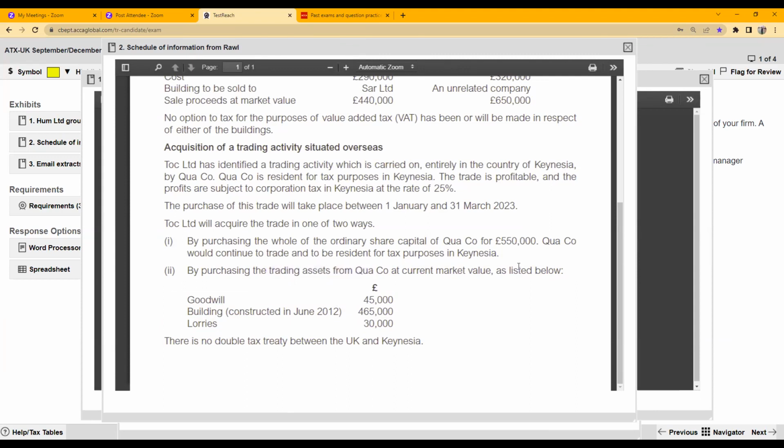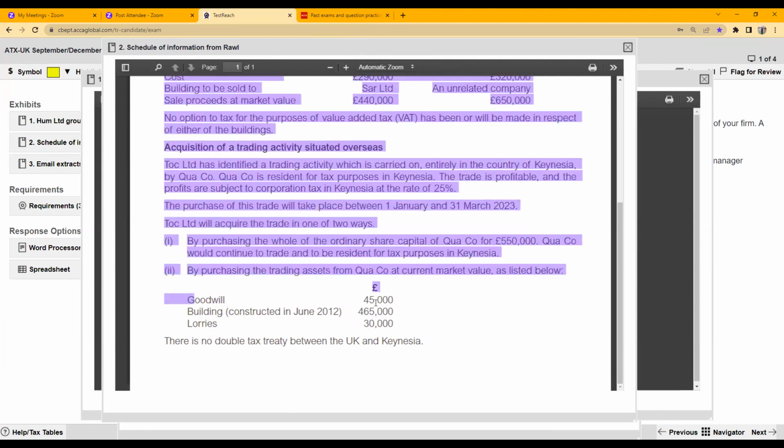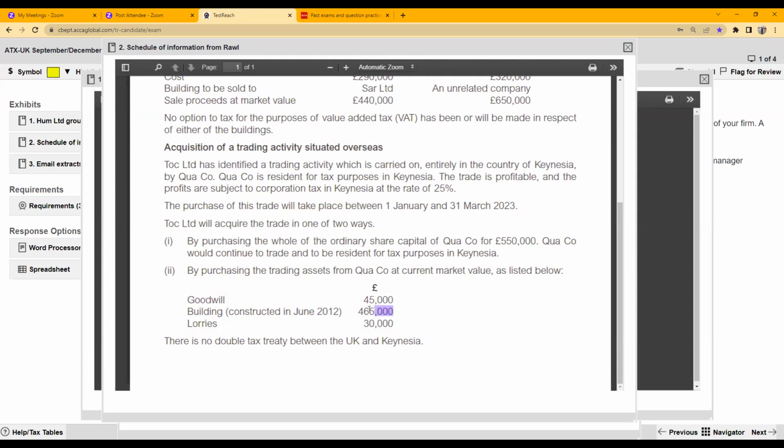Purchasing the trading assets at market value, the assets are the company's goodwill, a building which was constructed in June 12 worth 465,000, and lorries, which are tangible and movable assets. For ROR purposes, of these 3 assets, only the building will qualify, because company goodwill is not treated as a qualifying business asset. So no ROR is available as it does not meet the definition of a business asset. Lorries are movable assets; although they are plant and machinery, ROR is available only on fixed plant and machinery. Lorries are tangible, movable and portable assets, so ROR will not be available on the purchase of lorries.